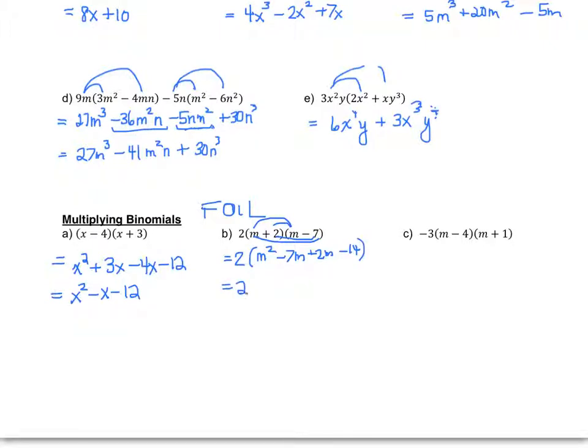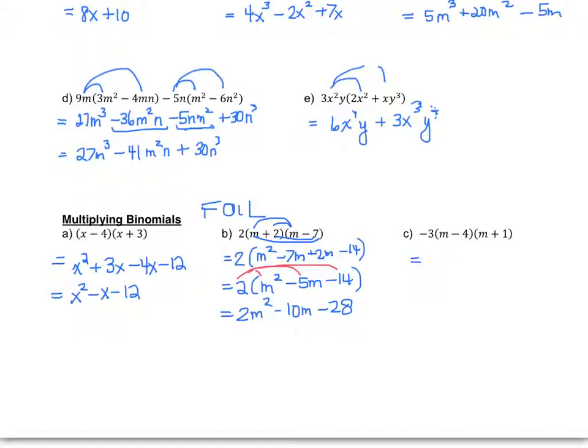Then inside that bracket, we'll combine like terms. So it will be m squared minus 5m minus 14. Then use the distributive law to multiply the 2 into each term in brackets. So it will be 2m squared minus 10m minus 28.